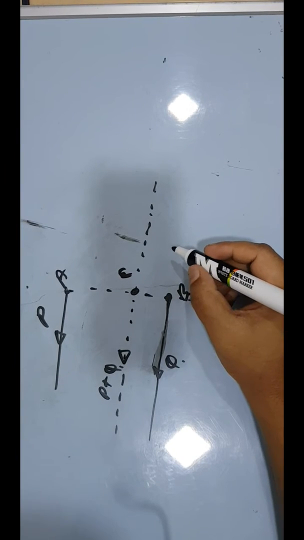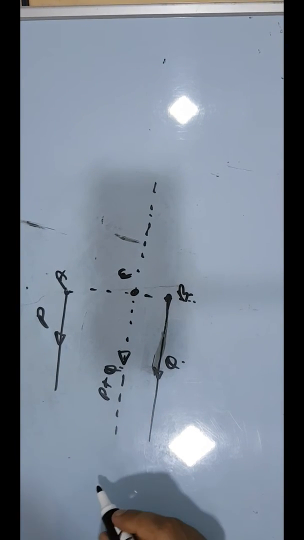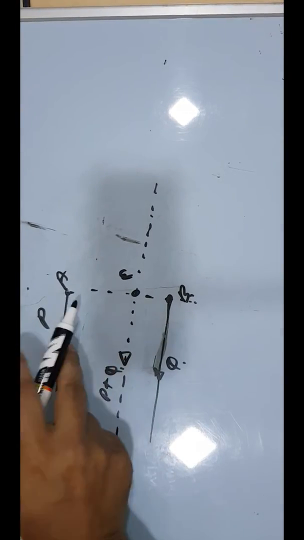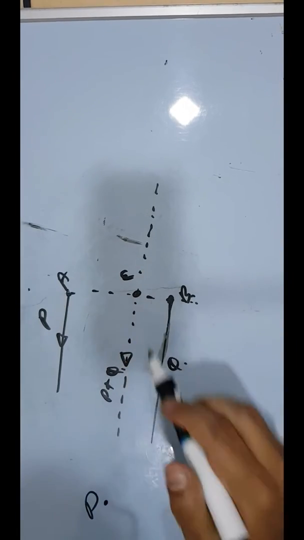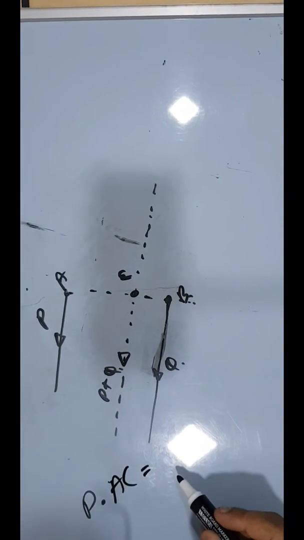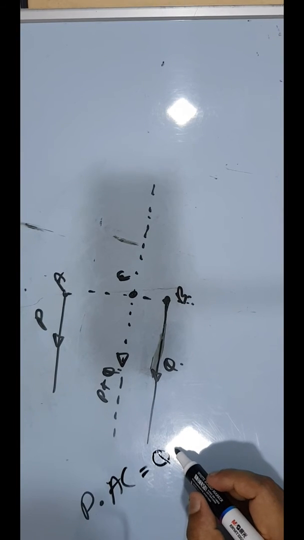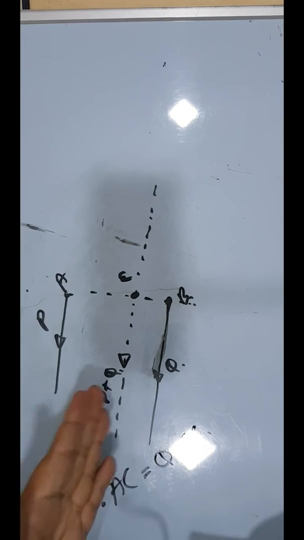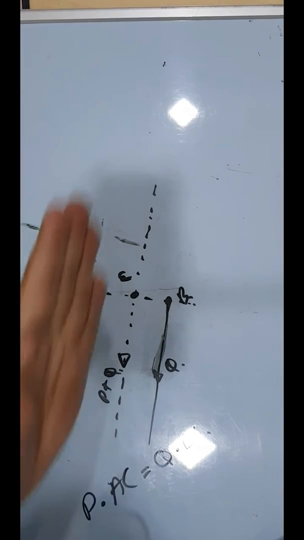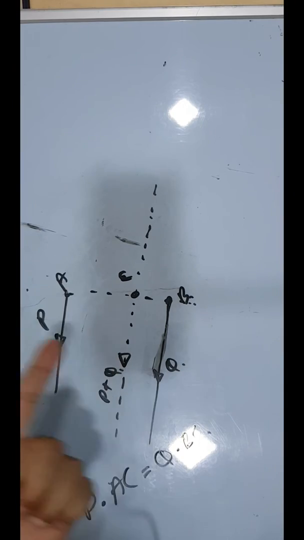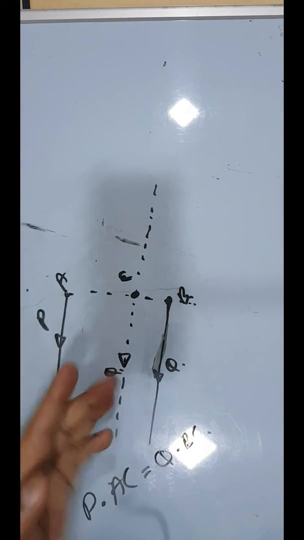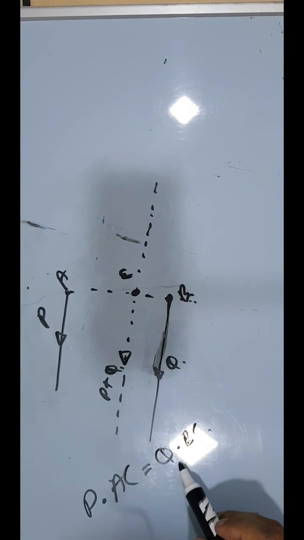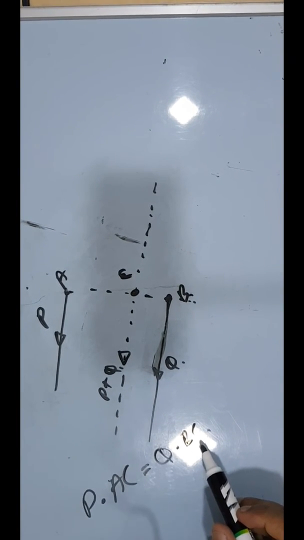And the theory says that, okay, I'm going to write it here, P into AC, where P is the force and AC is the distance here, right? P into AC is equal to Q into BC, right? So the line of action of the resultant of these two forces P and Q will select a point that cuts line AB such that P into AC equals Q into BC, right?